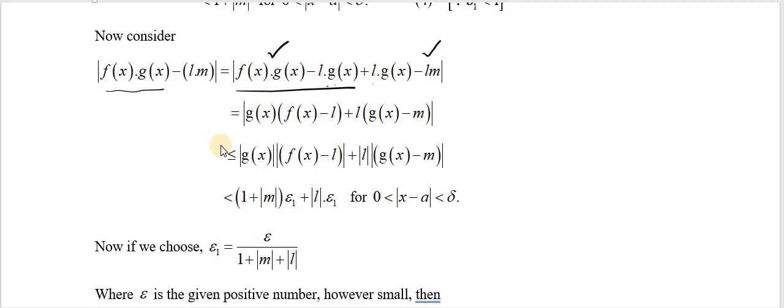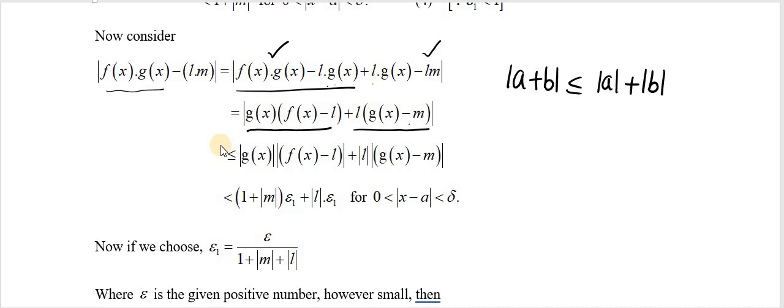G of x is common, so the remaining terms are f of x minus L. Here L is common, the remaining terms are g of x minus m. Here I am using the same concept, that is modulus of a plus b is less than or equal to mod a plus mod b. And also one more concept, that is mod ab equal to mod a into mod b.